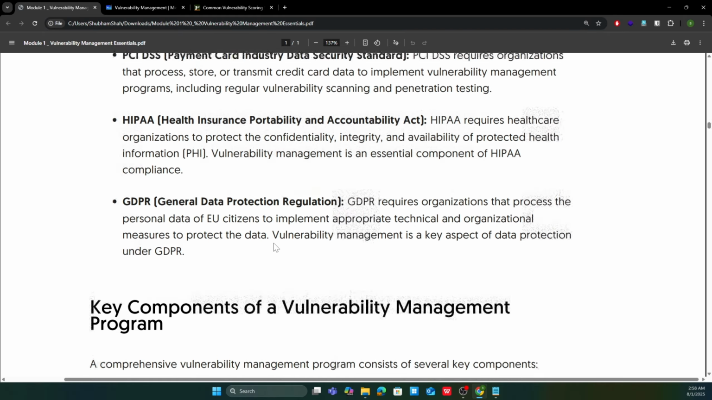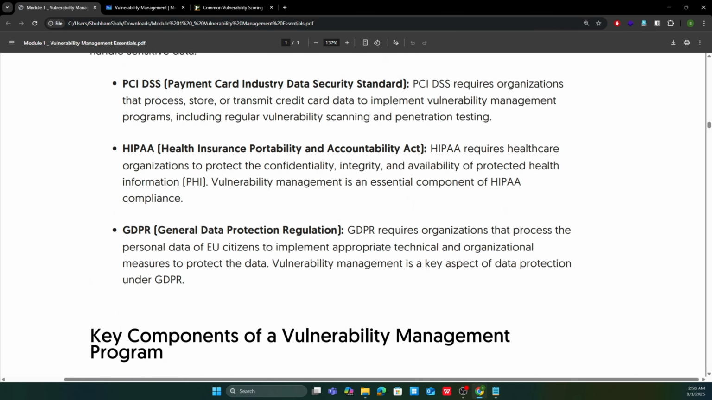And GDPR. GDPR is the General Data Protection Regulation. It requires organizations that process personal data of European citizens. So if you are working with German clients, UK-based clients, then you have to follow the GDPR, which would require appropriate technical and organizational measures to protect the data. So again, here also vulnerability management is a key aspect of data protection under the GDPR. As we can see, vulnerability management is not just a practice, it's a necessity for modern organizations.